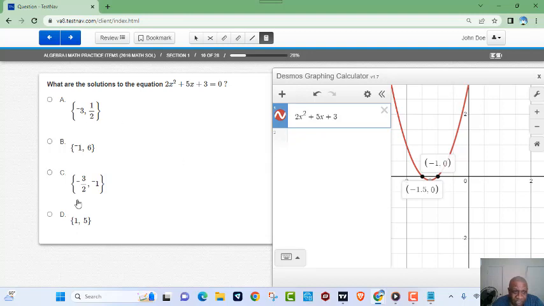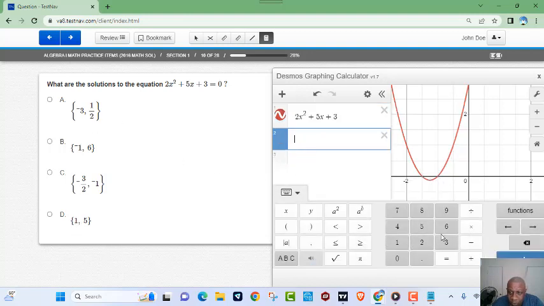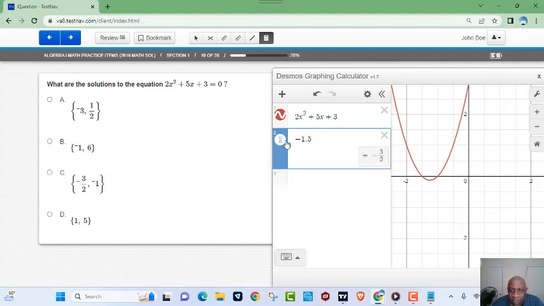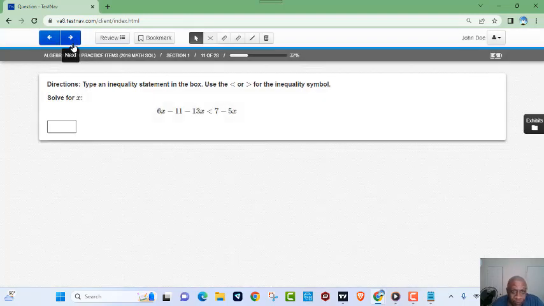Well, I don't see a negative 1.5 over here, but let me see what I can do with negative 1.5. I get this circle here, so it's going to change this decimal into a fraction for me: negative 3 halves. So that means I have negative 3 halves and negative 1. Here, answer choice C, negative 3 halves, negative 1. All right, let's move on to the next question.